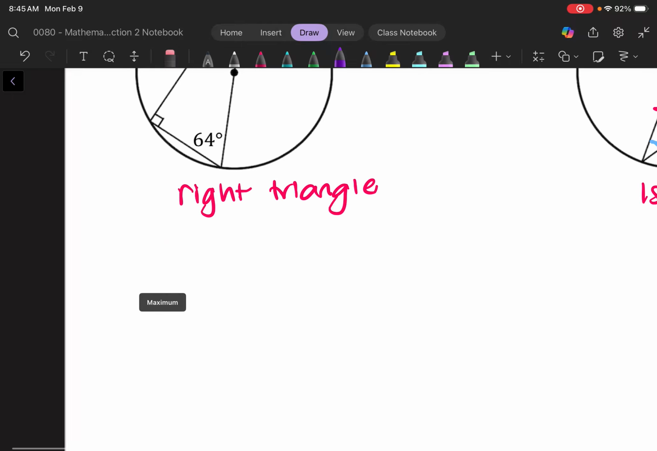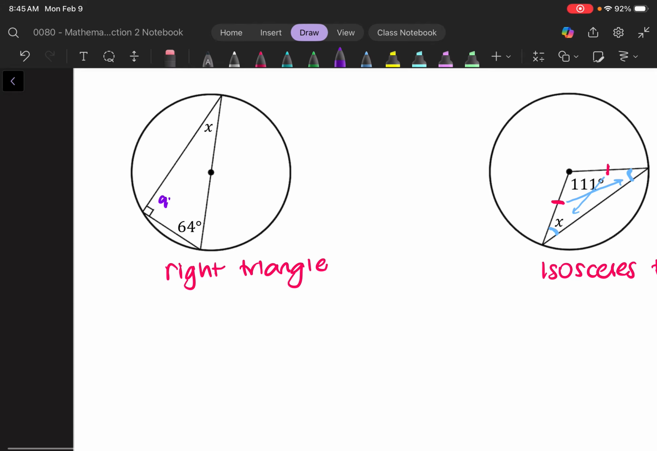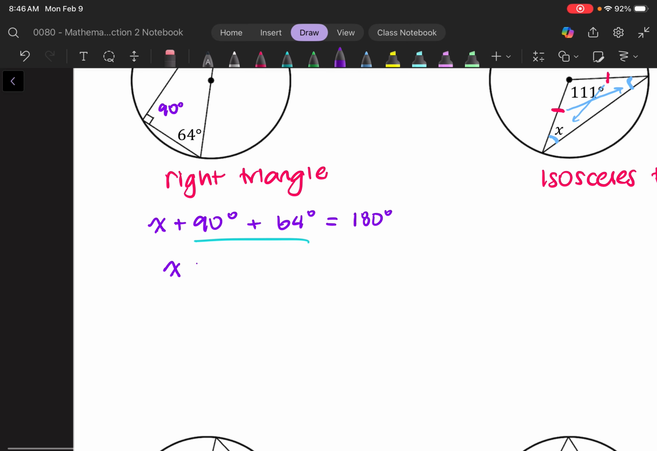And welcome back. Okay, so the first one, I'm going to go through as if you have already tried it on your own. So I know this one angle that's not labeled but has a small square is a 90-degree angle. And I'm going to add x, the 90-degree angle, and that 64-degree angle together to give me 180 degrees. When I simplify my left-hand side, I get 154 degrees when I combine those two angles. And I'm going to subtract 154 degrees from both sides. And when I do, I end up with x equaling 26 degrees.